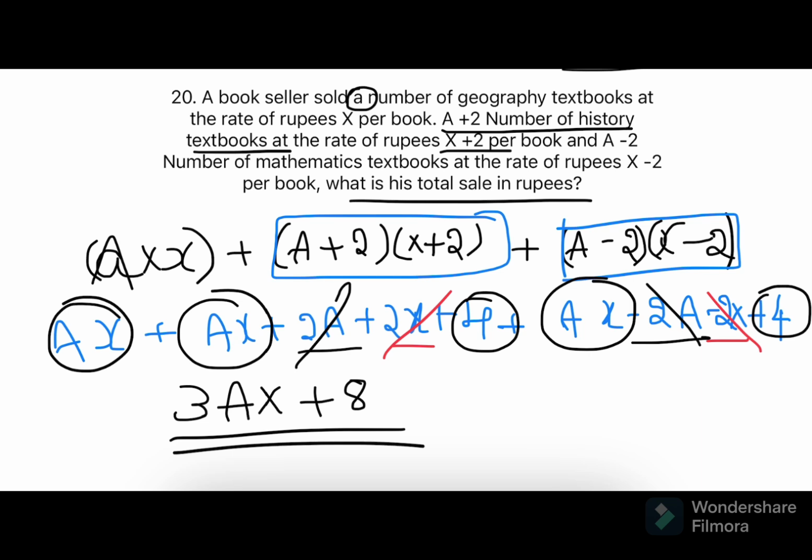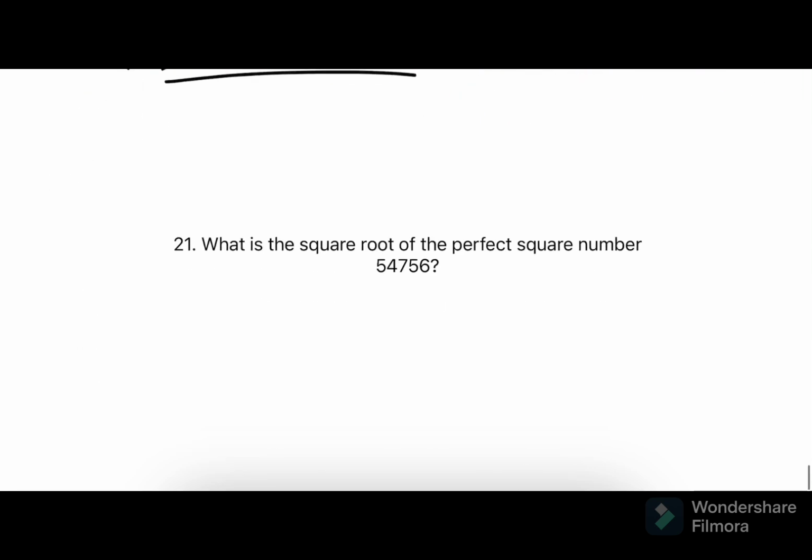Because in the options it is not the final number, because all of these are in the variables, right? The final answer is 3ax plus 8 rupees. By selling 3 different books at different rates, finally the shopkeeper has got rupees 3ax plus 8. Next question, question number 21.